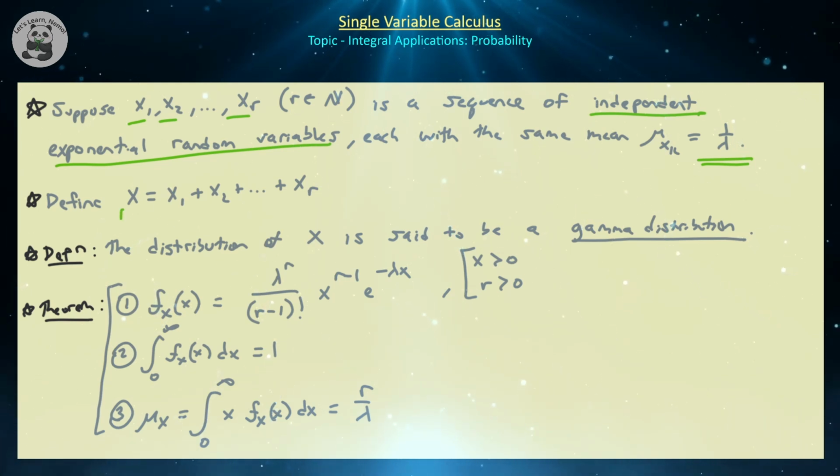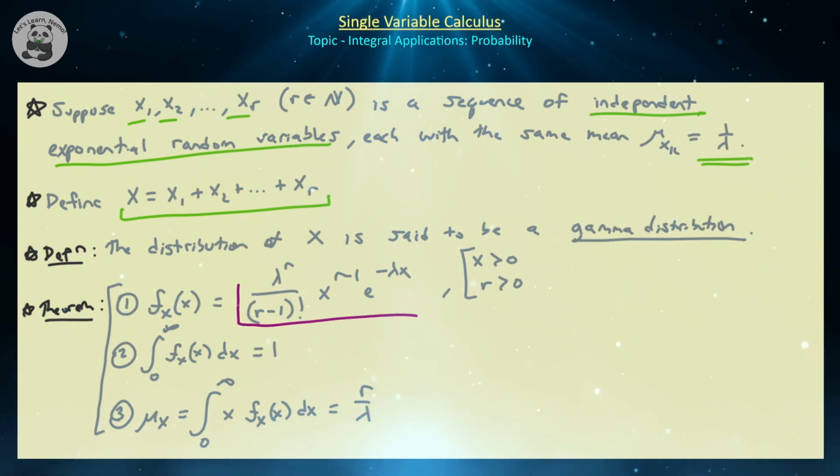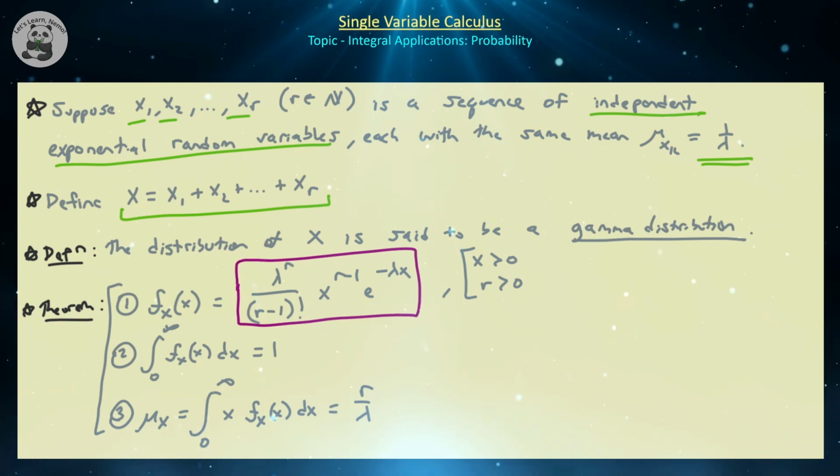And now let's define a new random variable to be the sum of those independent and identically distributed exponential random variables. Then, by definition, the distribution of x is said to be a gamma distribution, and one can find that the gamma probability density function is going to be equal to this structure here. Lambda to the power of r, so the rate parameter for each of the individuals to the power of the number of exponential random variables we have, divided by r minus 1 factorial, times x to the r minus 1, and then times e to the minus lambda x, right?